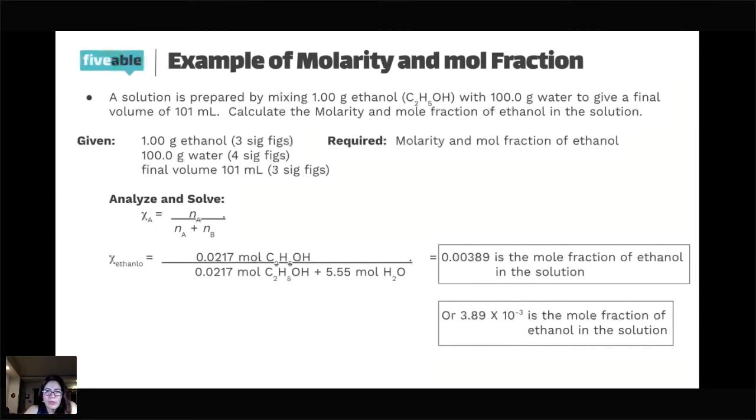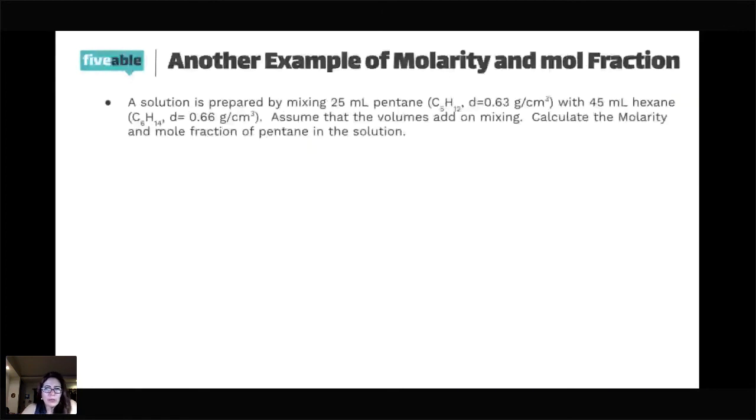Okay, we're moving on. So now, another example where they ask us to calculate molarity and mole fraction. And here they're giving us density. It's a little bit different data, but we can figure it out. So in this case, a solution is prepared by mixing 25 milliliters of pentane, and they give us the density of pentane in units of grams per cubic centimeter, with 45 milliliters of hexane.